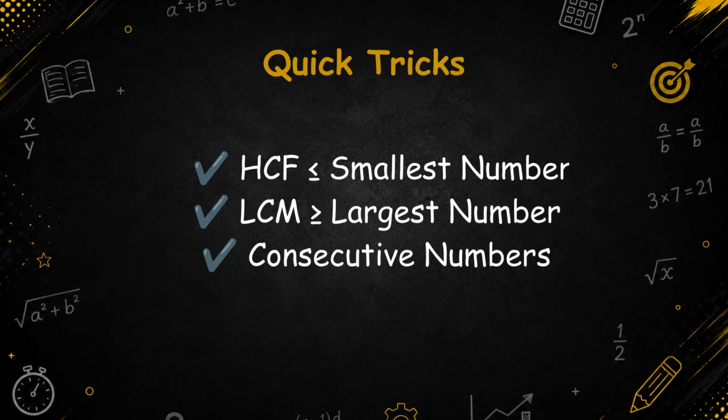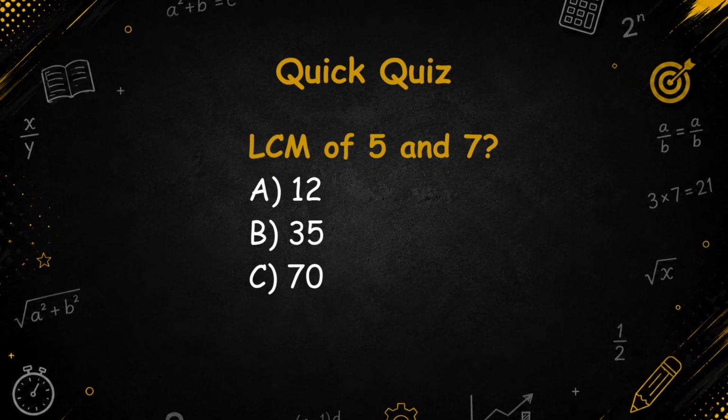Here are 3 quick tricks to remember. HCF is always less than or equal to the smallest number. LCM is always greater than or equal to the largest number. And the HCF of any two consecutive numbers is always 1.